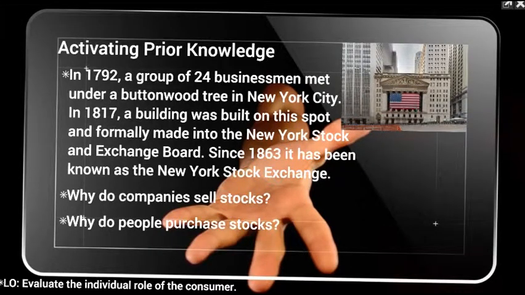In 1792, a group of 24 businessmen met under a buttonwood tree in New York City. In 1817, a building was built on this spot and formally made into the New York Stock Exchange Board. Since 1863, it has been known as the New York Stock Exchange. Why do companies sell stocks? Why do people purchase stocks?